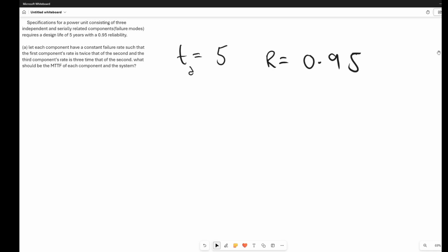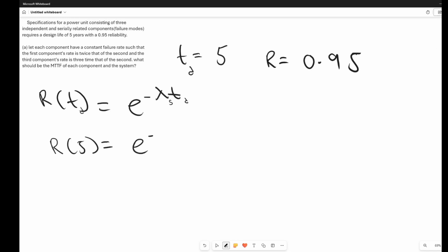Okay, if my voice will let me. Remember that this is constant failure rate, so R of t is e to the negative lambda t. We're dealing with design life, so T_D, lambda of the system. So T is 5, so R is e to the negative 5 lambda, and this is 0.95.